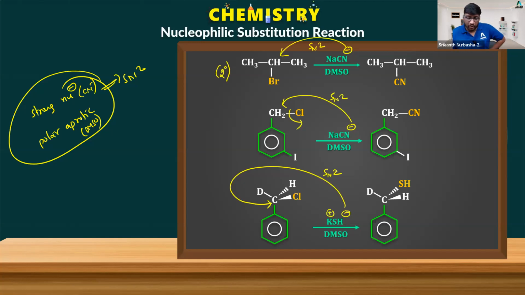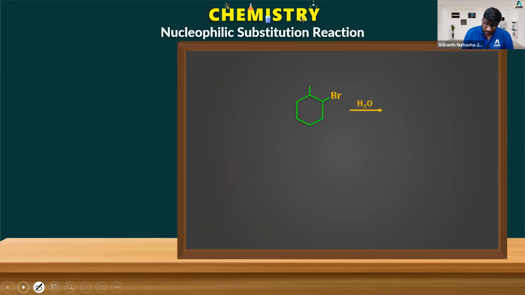Secondary alkyl halides undergo SN2 reaction to produce respective products. Why SN2? Because strong nucleophile and polar aprotic solvents have been taken. Consider here what type of alkyl halide it is.